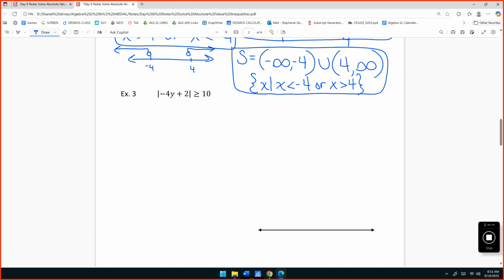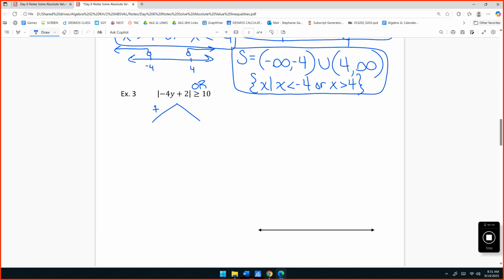Okay, so we're going to do 3 and 4, and then we'll save the rest for next week. All right, so we're going to add in some algebra steps. So we have absolute value all by itself is greater than or equal to 10. So is this one going to be and or or? More than, or. All right, so I know this one's going to be an or, okay? Now we can work on solving it.